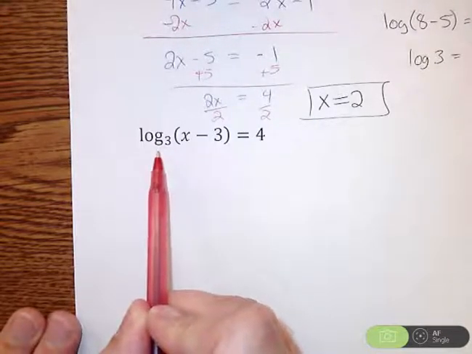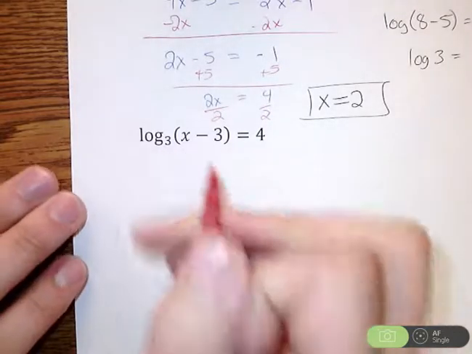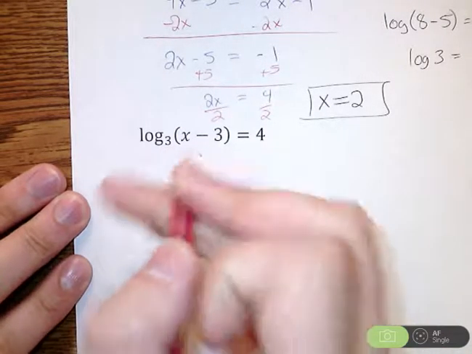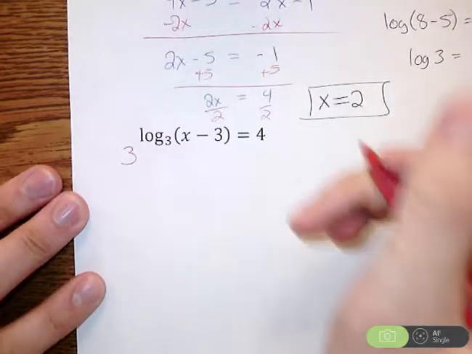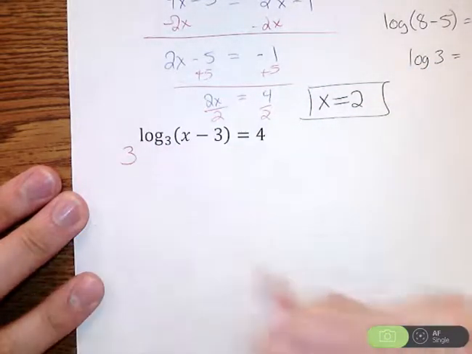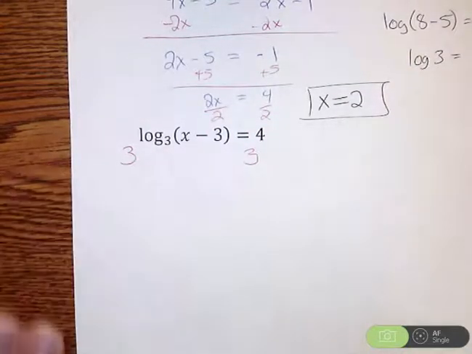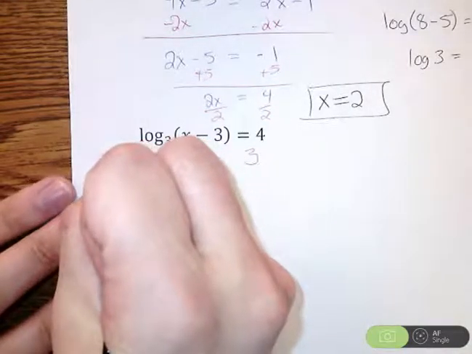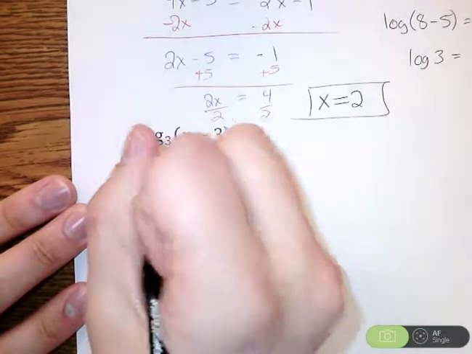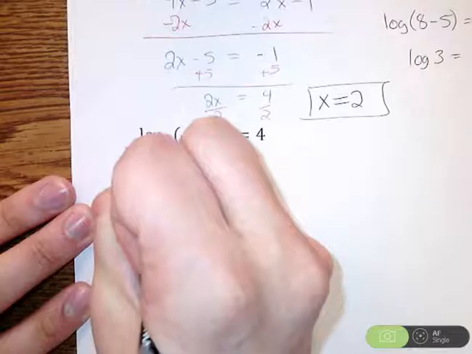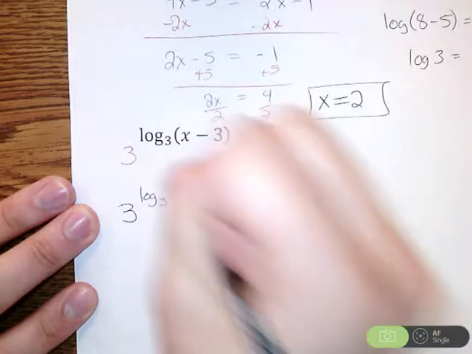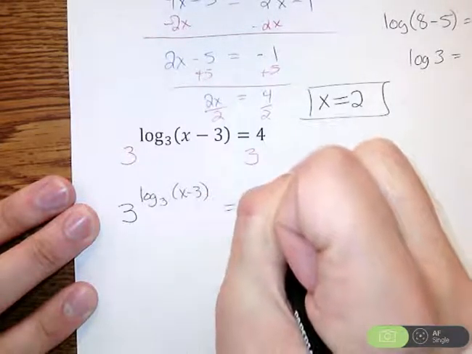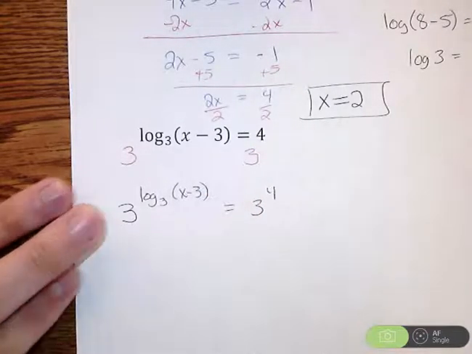So how we're going to get rid of this log base 3 is we have to use the properties of inverses. What I'm going to do is, notice how this is a base 3. I'm going to raise the left side as an exponent on a base of 3. If I do it on the left side, I have to do it on the right side. Now this might be kind of hard to see, so I'm going to rewrite it. So what I did is I made both sides base 3. So I have 3 raised to the log base 3 of x minus 3. And on the right side, I have 3 raised to the 4th.